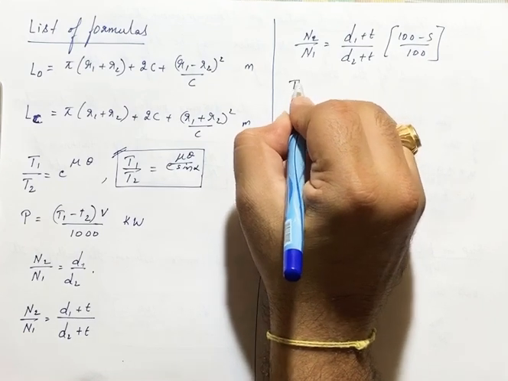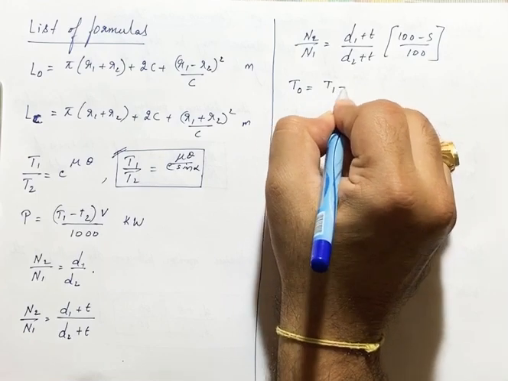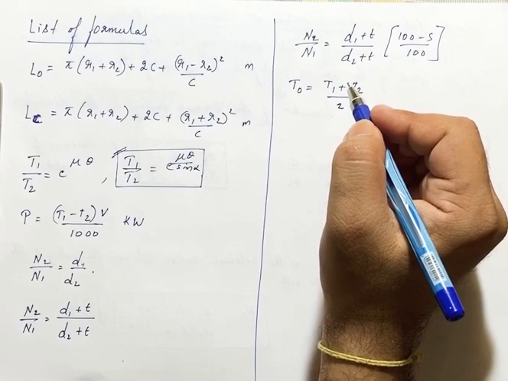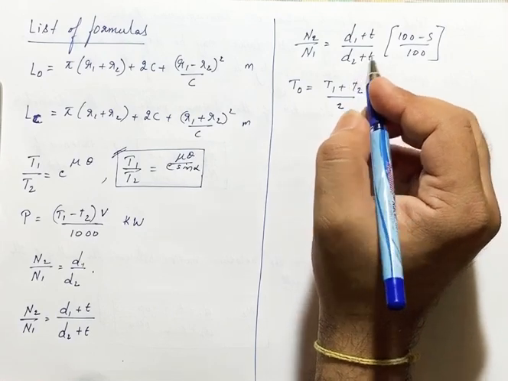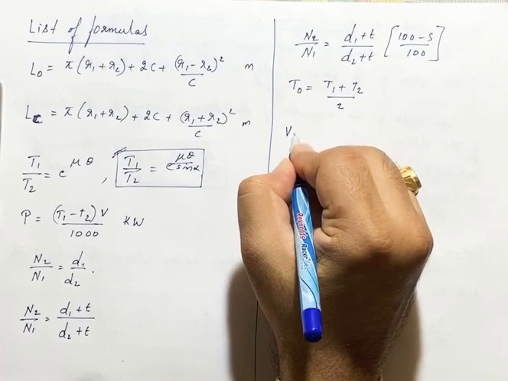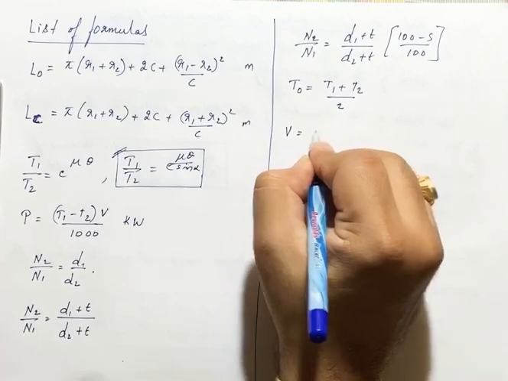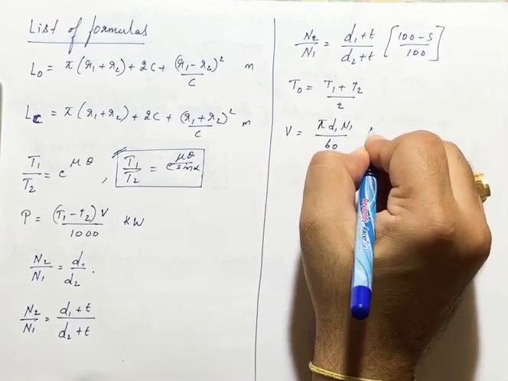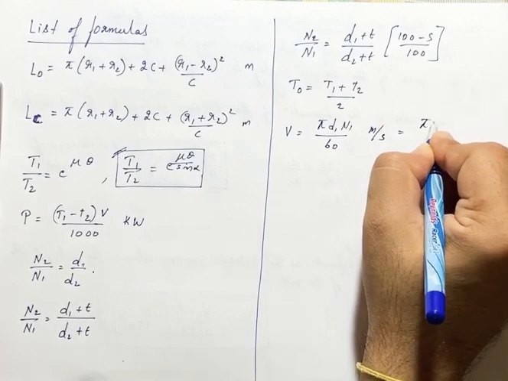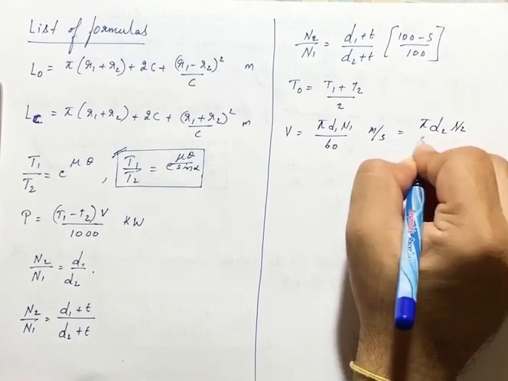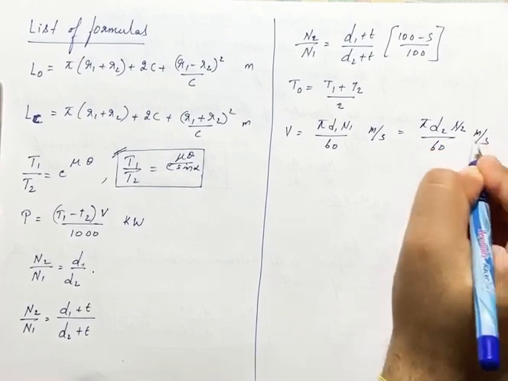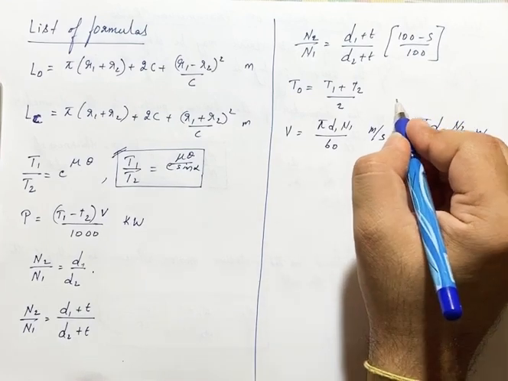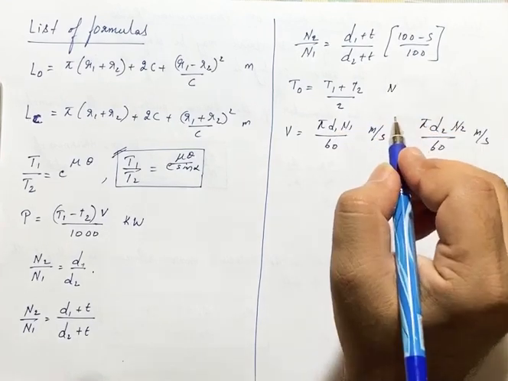Tension in open belt drive, TO is given by (T1 plus T2) divided by 2. This is the tension in open belt drive here. Now sometimes the velocity is also given, when we want to find out the linear velocity, V is pi D1 N1 by 60 here. It is in terms of meter per second. Similarly, pi D2 N2 divided by 60 here, that is meter per second. This is the velocity here. Tension is the force here, that will be in terms of Newton.